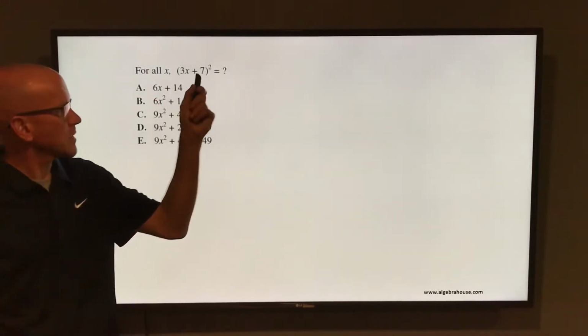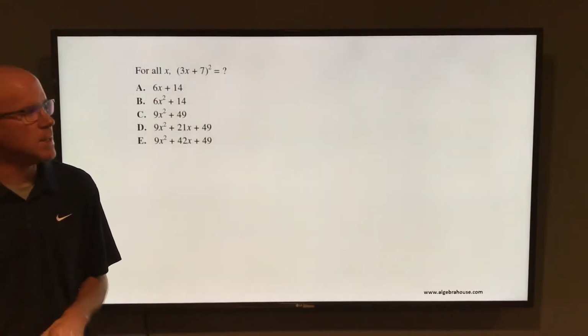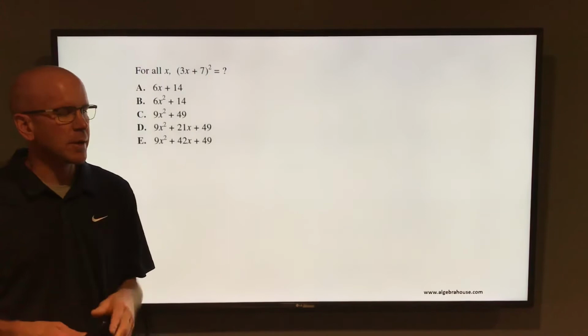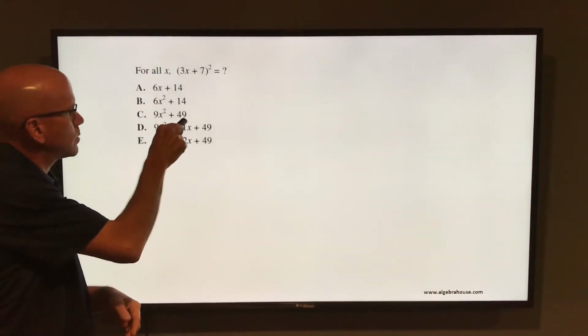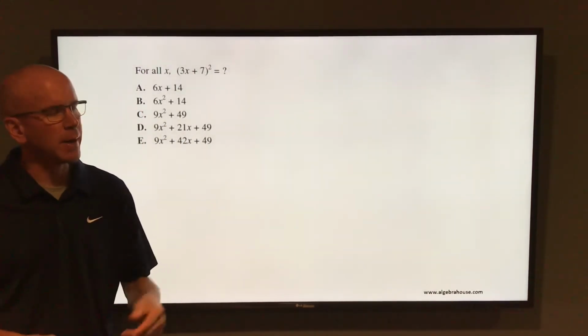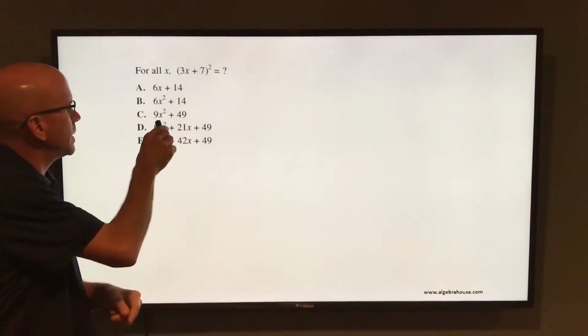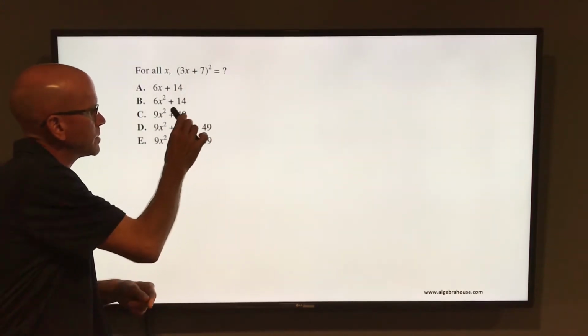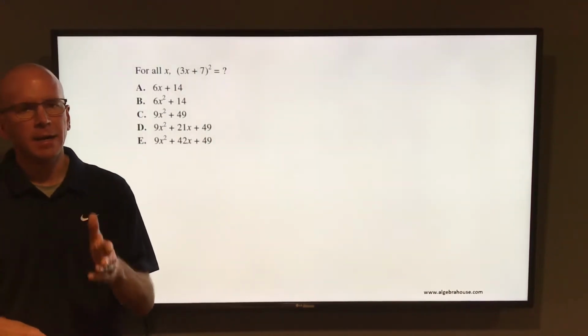For all x, (3x plus 7) squared is which of these? I'll tell you what the wrong answer is. It's 9x squared plus 49. A lot of people want to do that with this. They want to square the 3x and get 9x squared, and they want to square the 7 and get 49. That's not how this works.